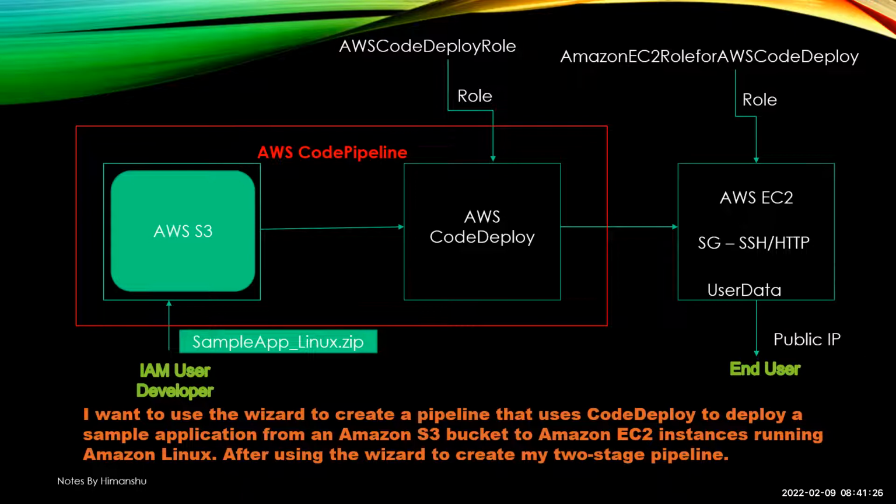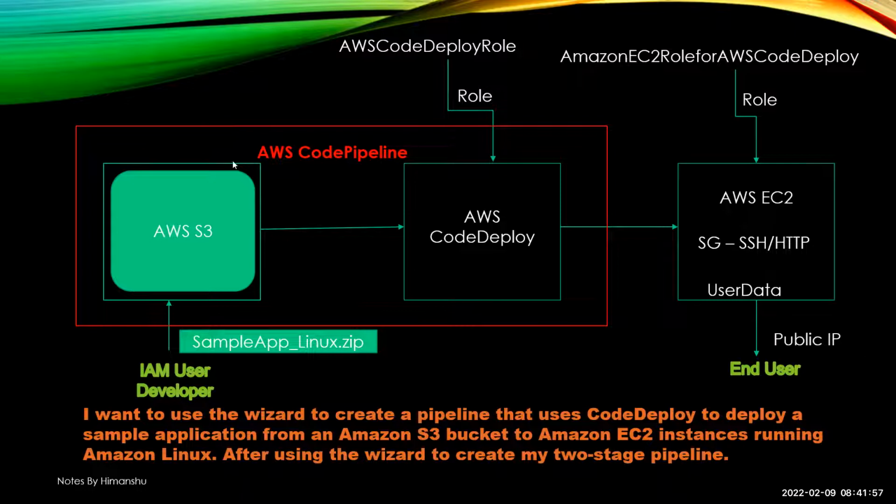We can see in this diagram, we have one user, that is the developer. The user has some website code, maybe a zip file. The user will upload that zip file to the S3 bucket, and then from the S3 bucket, we will take that code and deploy it. We will use AWS CodeDeploy to deploy to EC2 instances, and then with the help of the public IP, we will try to access that web page.